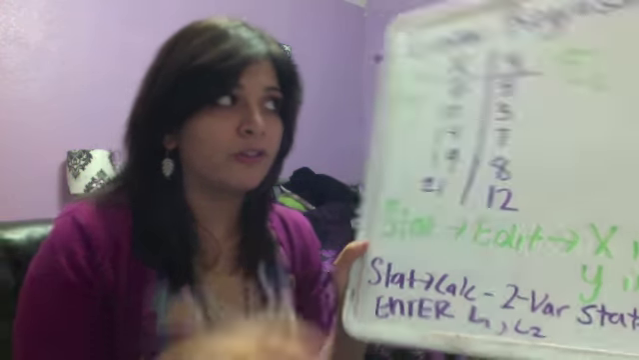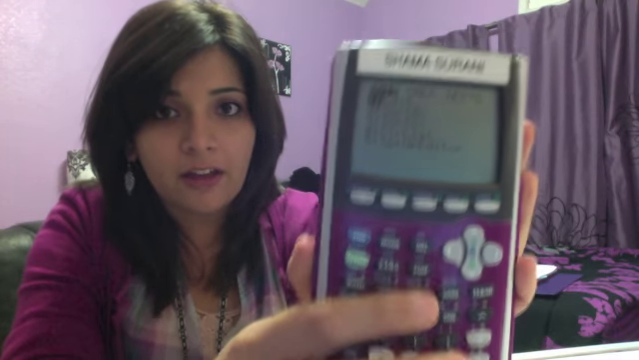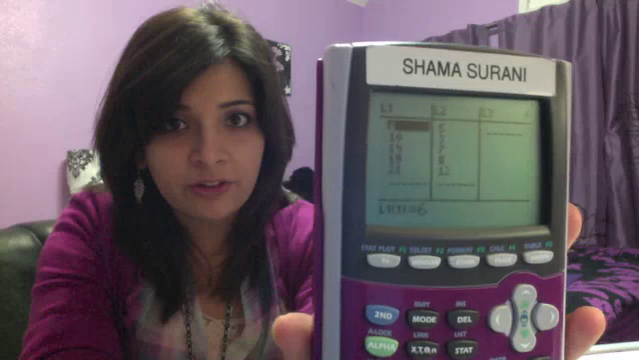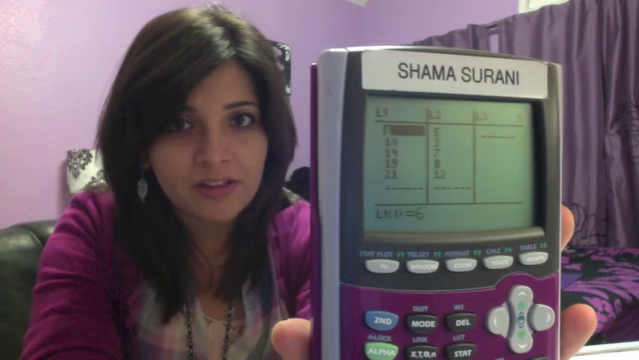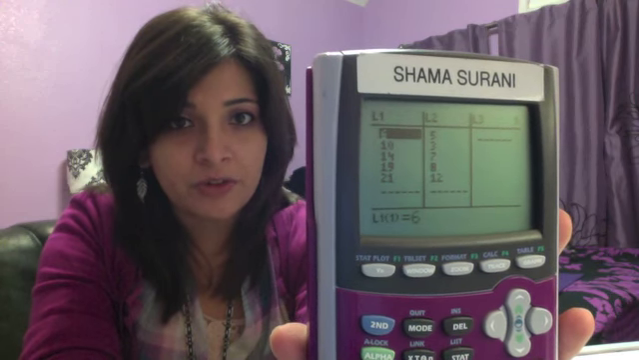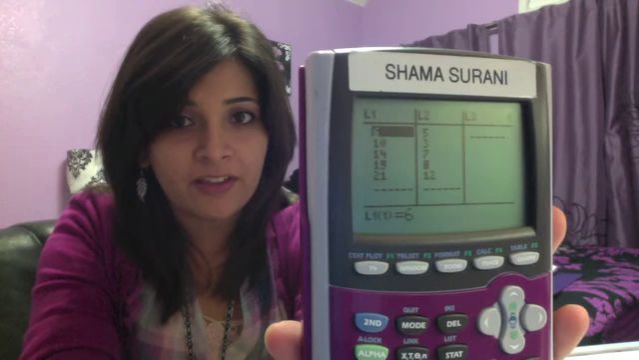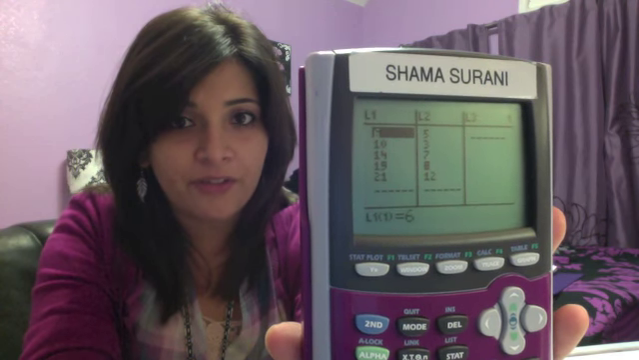And how do you insert numbers in the list? We go to statistics right here. Then it says edit, and press enter. In list 1, enter those numbers: 6, 10, 14, 19, 21. Then in list 2, enter 5, 3, 7, 8, 12.